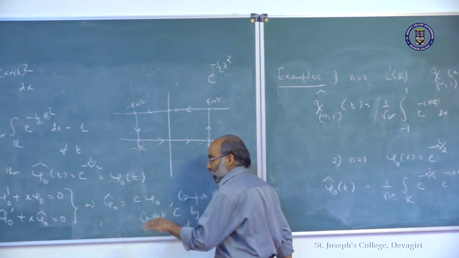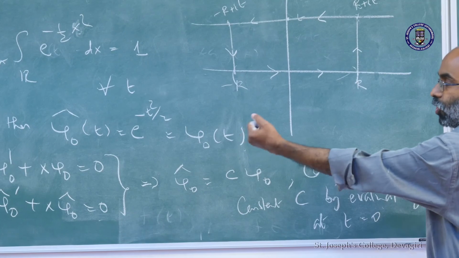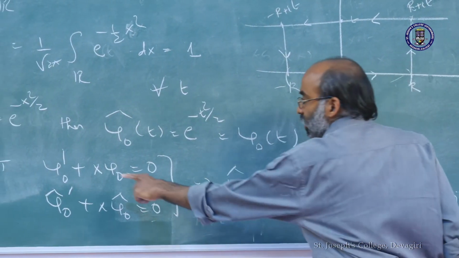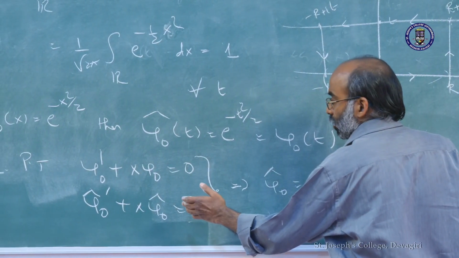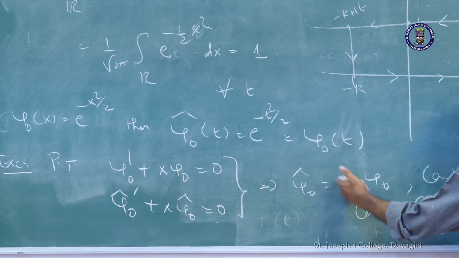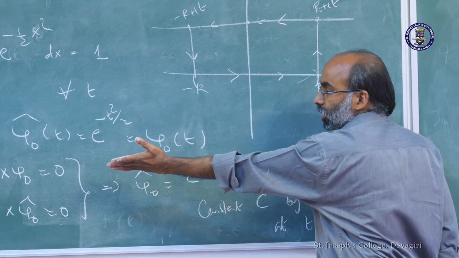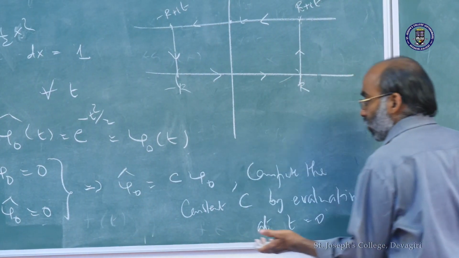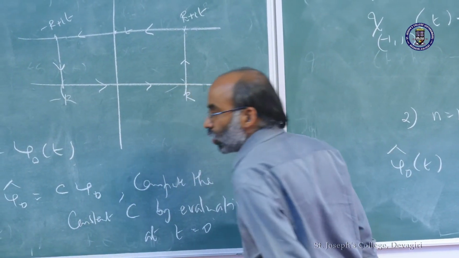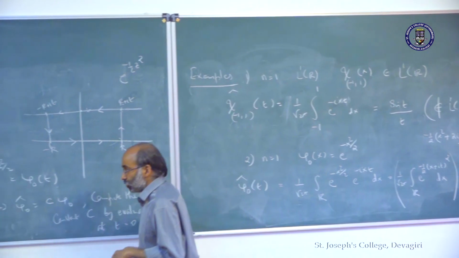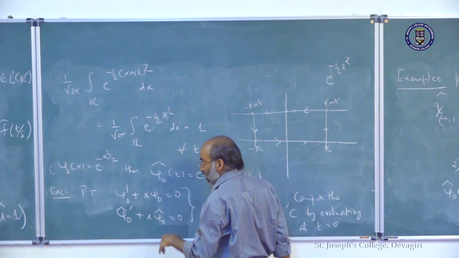These are just first order differential equations. So, prove that phi 0 and phi 0 hat satisfy the same first order differential equation with smooth coefficients. So, they will have to be the same except for a multiplying factor, because the solution space is one dimensional, since it is a first order differential equation, and you can compute the constant by evaluating it at 0 or something like that. Here this is trivial because it is e to the minus x square by 2; you differentiate it and you will see that it is 0.